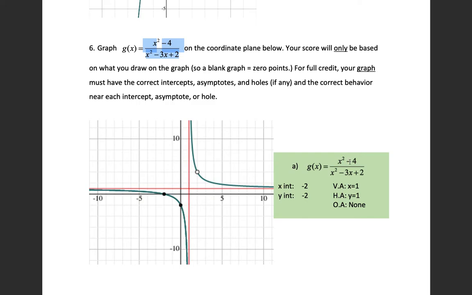Because x plus 2 is remaining here, x minus 1 is remaining here. If you put 2, then you will see 2 plus 2 divided by 2 minus 1. So 4 divided by 1 means 4. So 4 is here. That's why at 4, we will have a hole. And as our hole in the graph is here, our graph must be on this side, because the graph will be around the hole.